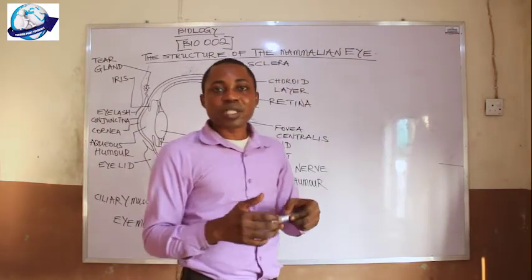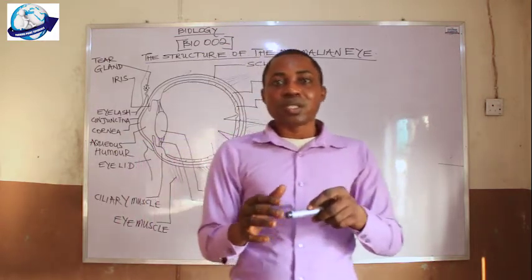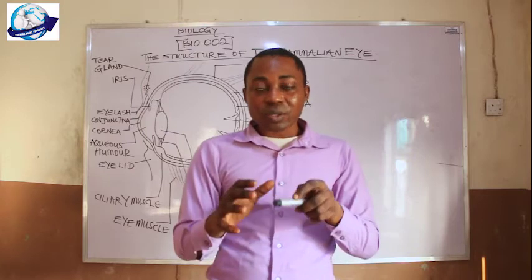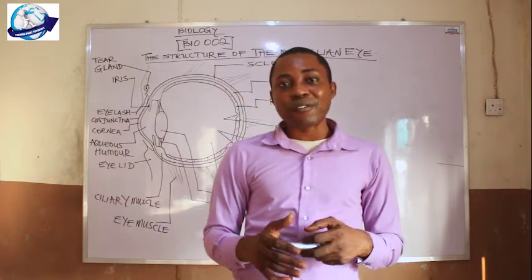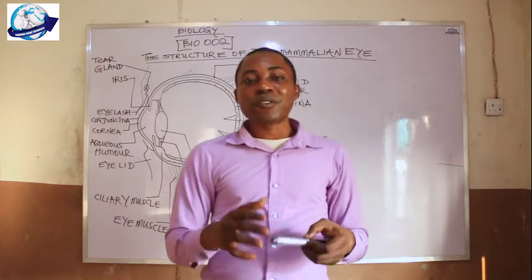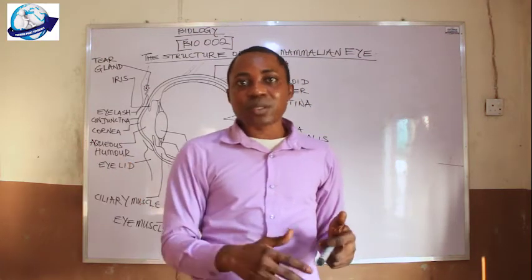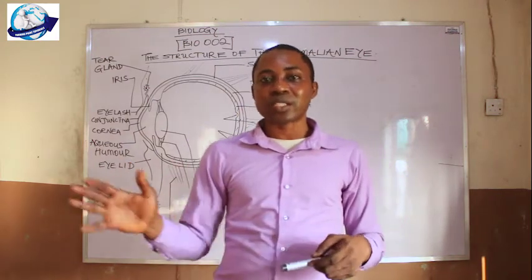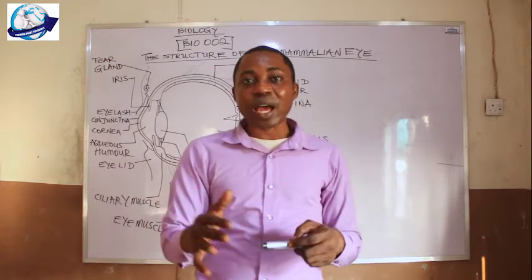Then in the aspect of the tear gland, it constantly supplies tears, and the tears of the eye contain an antibacterial enzyme, which helps to destroy or kill any bacteria found in the eye. And what is the function of the eyelid? The eyelid helps to drain tears from the tear gland and spread them on the eye, on the cornea, on the surface of the eye.